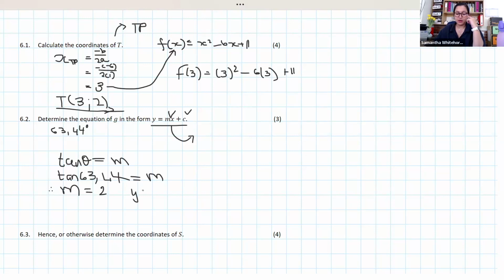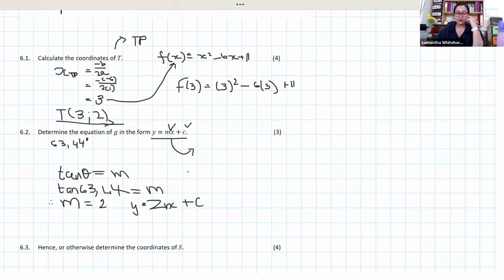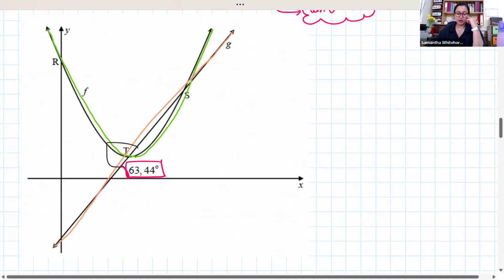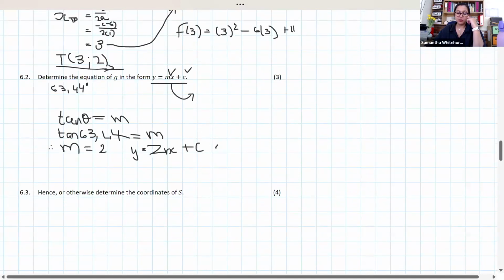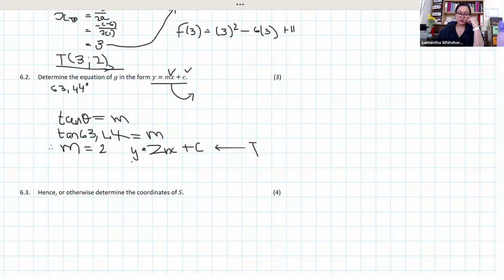So you now know y is equal to 2x plus c. Now, if you go up to your straight line passes through T. You've just worked out the coordinates of T. So what we will do is we will now substitute the coordinates of T into this equation to solve for c. So T was at (3; 2).